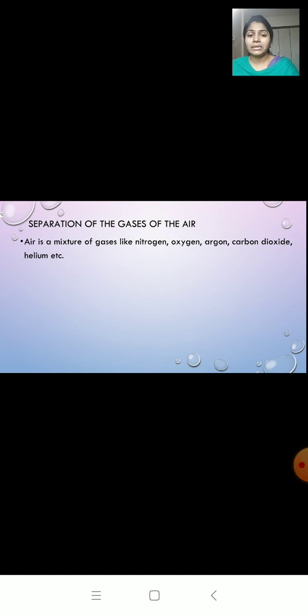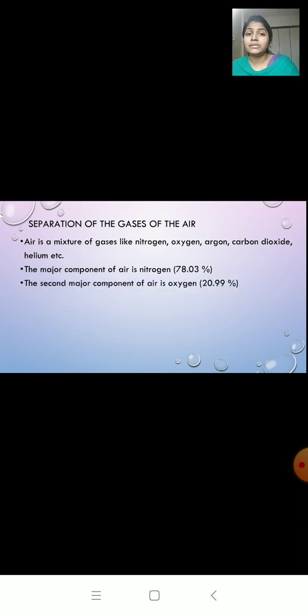We know that in air, the major component is nitrogen. Its percentage is 78.03%. The second major component is oxygen. It contains 20.99%. And the third major component is argon, which is 0.93%. So we can separate out these gases from air.